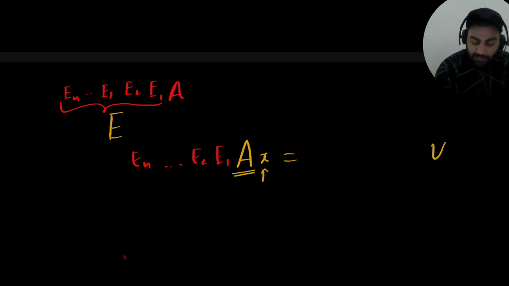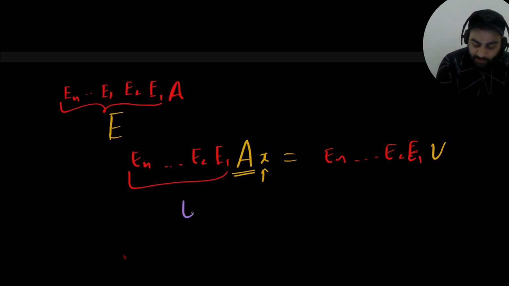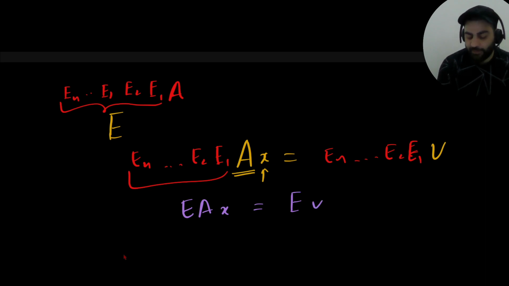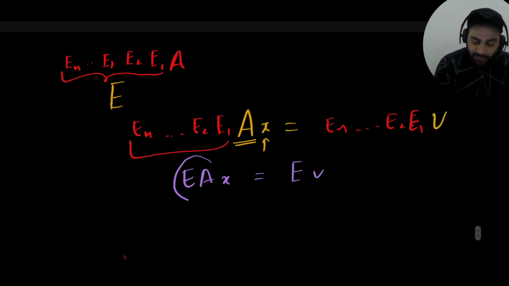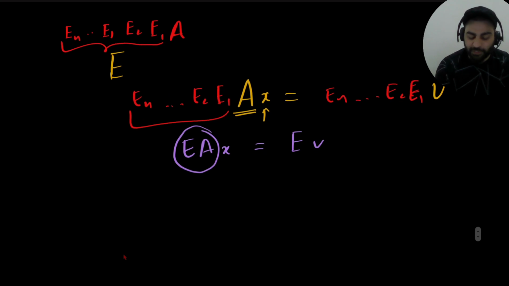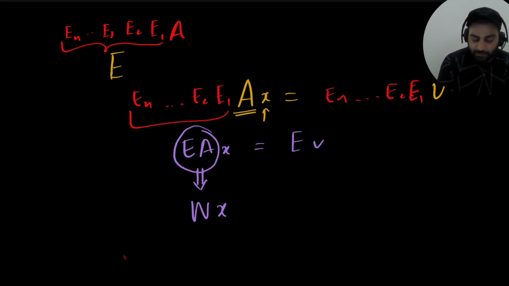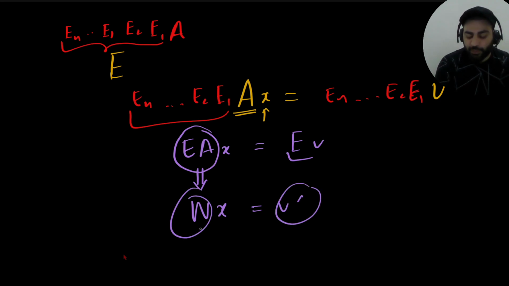So this V was multiplied with E1, E2 until En. Let's suppose this got changed to EAx, and this will be equal to EV. Now this EA matrix was our coefficient matrix, whatever it got changed to. Let's call that matrix W, so Wx was equal to EV, which got equal to V dash, let's suppose. Now we convert these two matrices, and we can now do the back substitution.